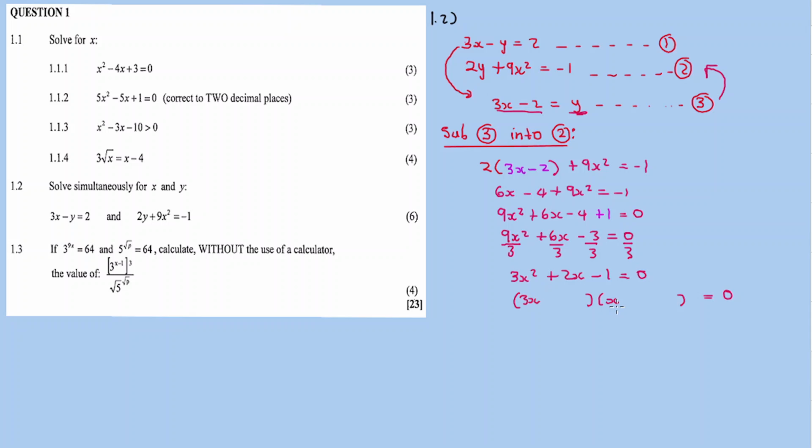Okay, it's 3x squared, and then it should be (x + 1) and (3x - 1), because when I multiply these and add, it should give me a positive 2x, which gives these factors a middle term of plus 2x. Now x is equal to 1 over 3 or x is equal to negative 1.